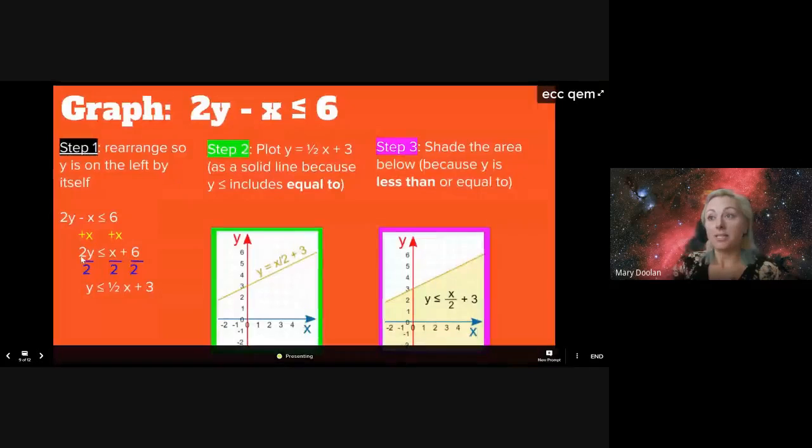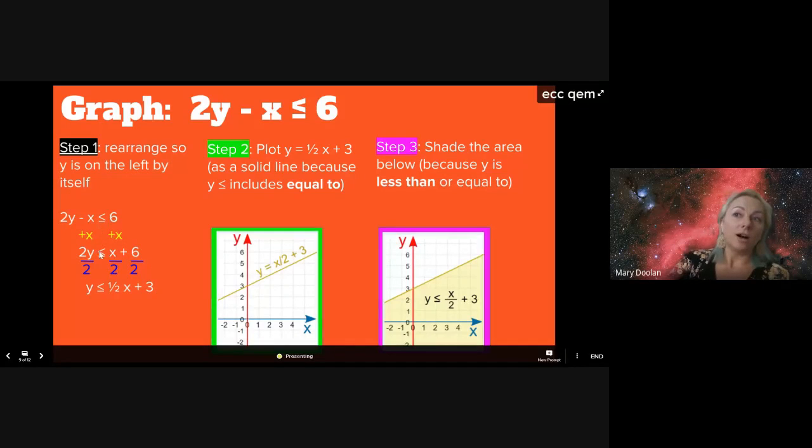Let's look at another example. 2y minus x is less than or equal to 6. So step 1, we actually have to do this time. We need to rearrange this so it is in slope-intercept form. We do that by adding x to both sides. And then we get 2y is less than or equal to x plus 6. Isolate y by dividing everything by 2.